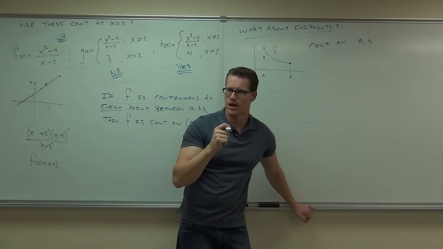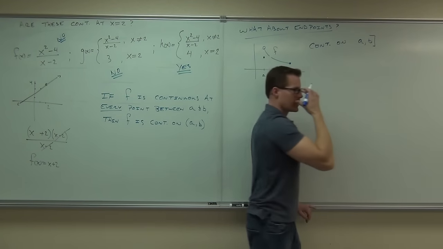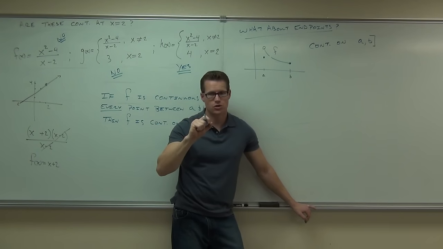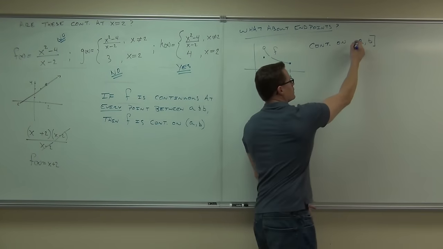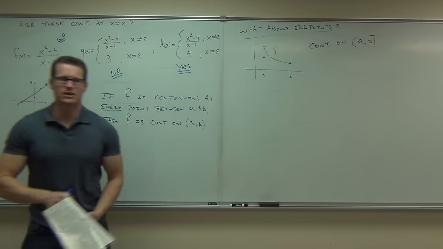How do I show that? Is that the bracket or the parentheses? That's the bracket. That says I include the point b. Now, it can't include the point a because the limit exists from one side. The point is there, sure, but it's not the same. In general, here's what you have. I'll give you a more mathematical definition of this.